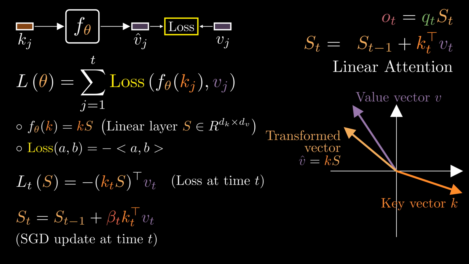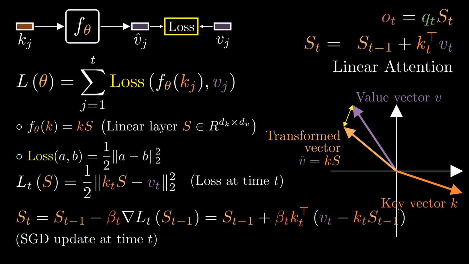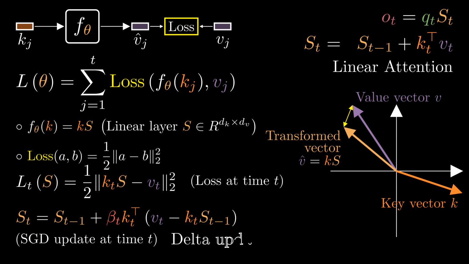But there's a problem. Training our regression function with this loss is not stable. For example, we can reduce the loss value by simply increasing the length of the transformed key vector kS. An alternative is to use the squared error loss function. The loss at time t is thus the L2 norm of the difference vector between the predicted and the target value vectors. Similarly, we use stochastic gradient descent to update the weight matrix S. Plugging in the loss function and computing the gradients, we get the following update rule. This update rule is known as the delta rule.